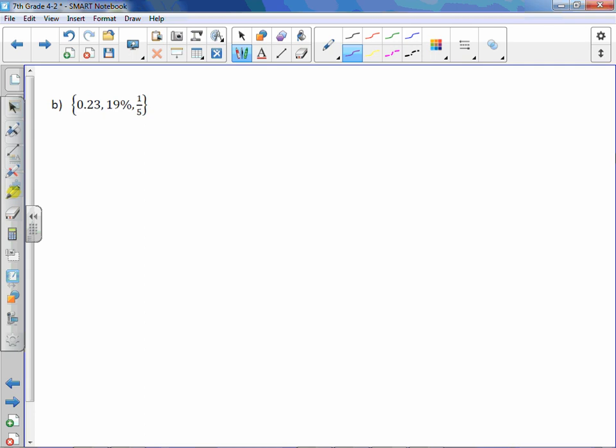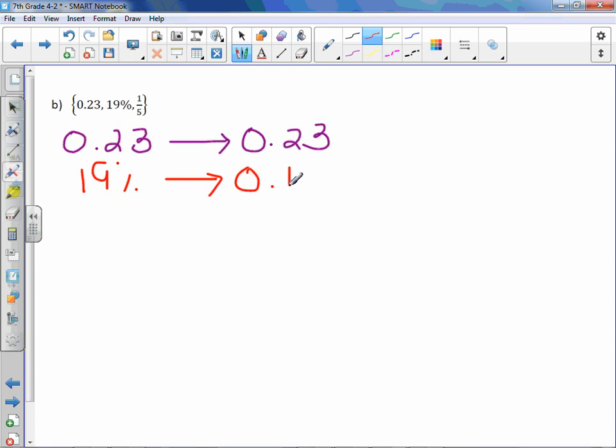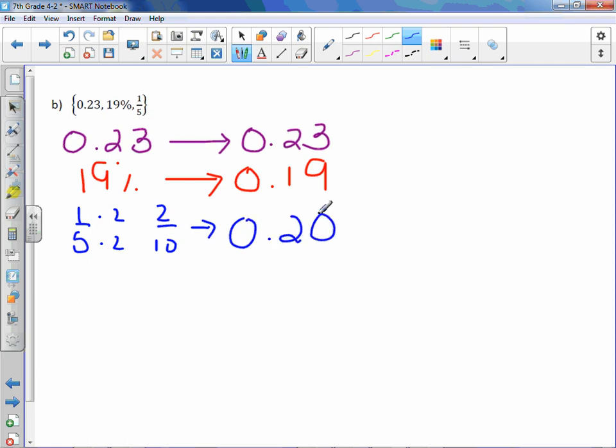Letter B. 0.23 is already a decimal. 19%, move that decimal point 2 to the left, 0.19. And 1/5, we can make that a power of 10, which would be 2/10, or 0.2. Add the 0 to keep things lined up.